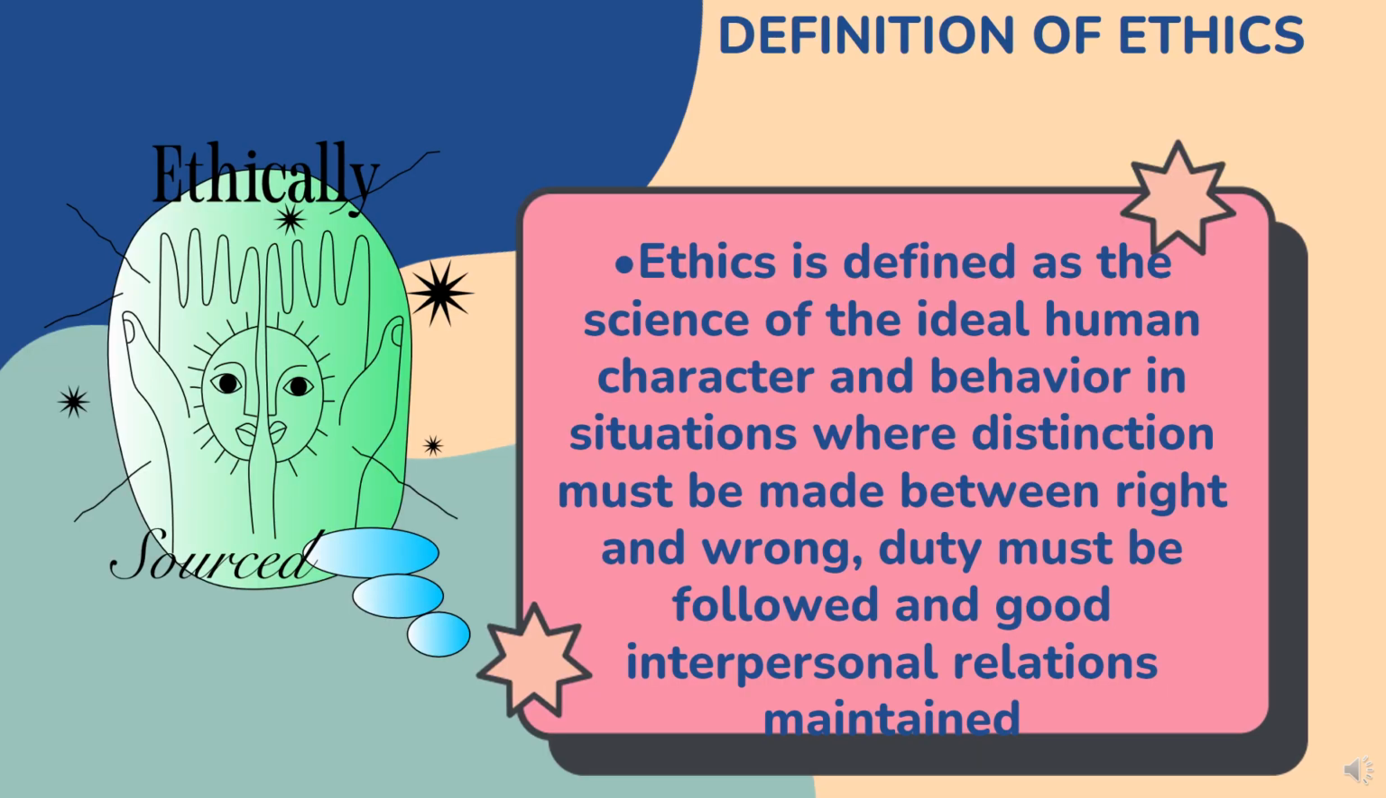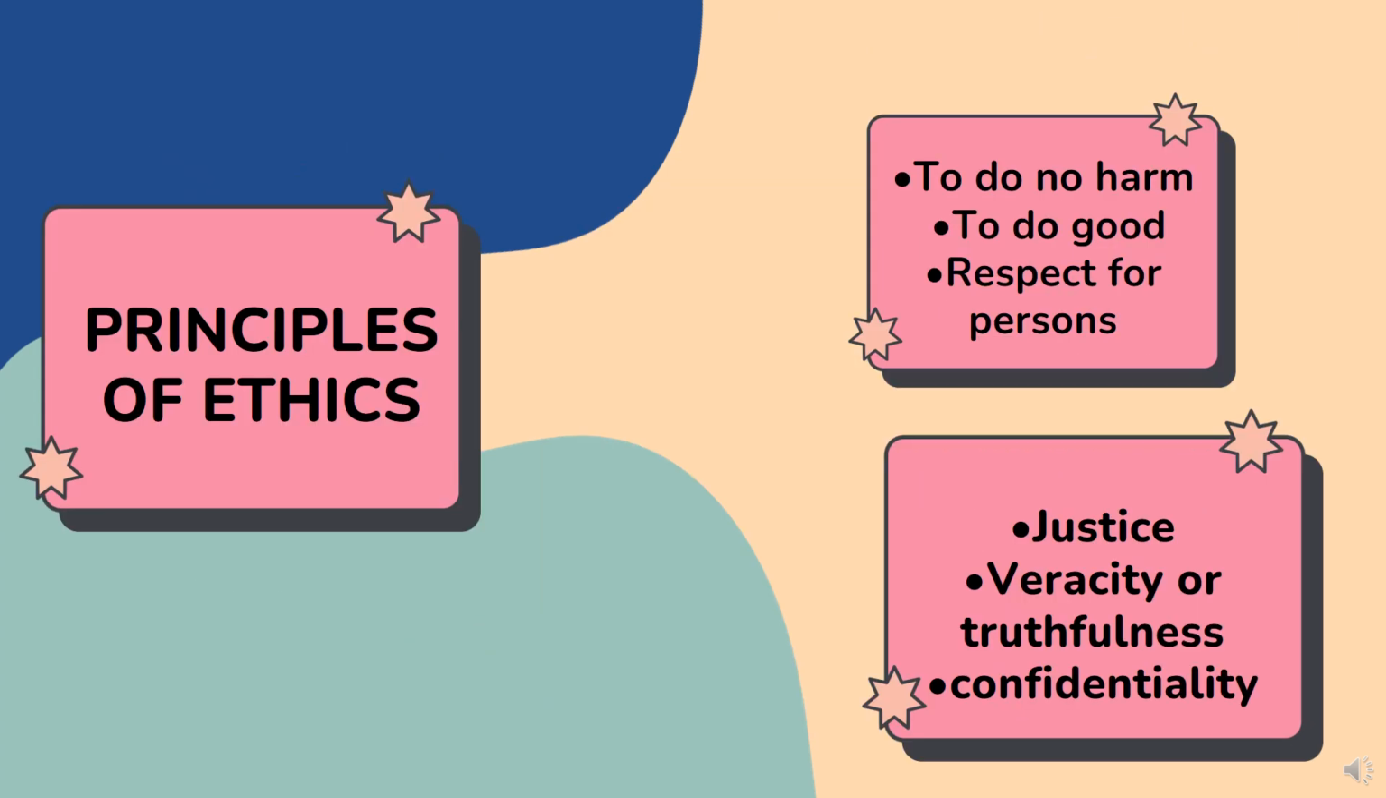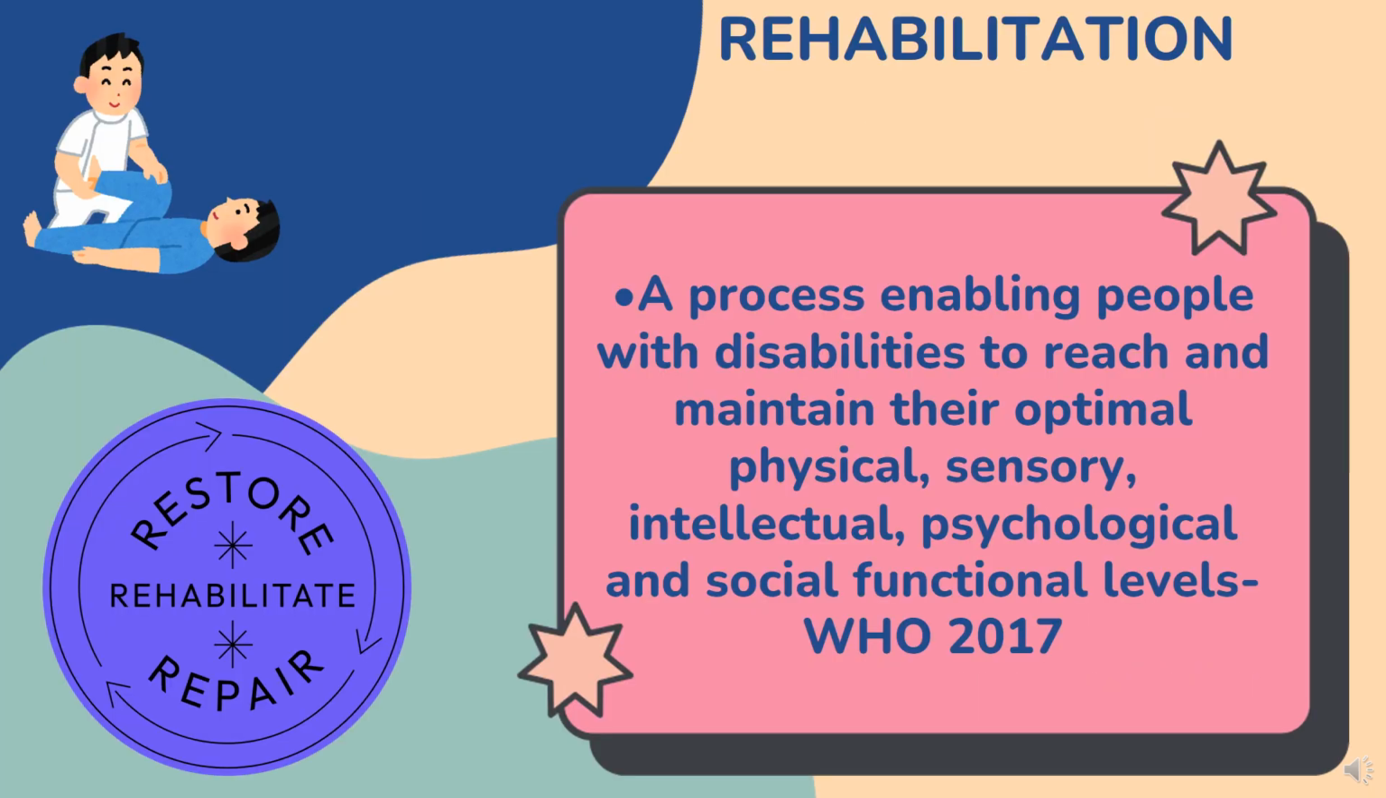Definition of ethics. Ethics is defined as a science of ideal human character and behavior in situations where distinctions must be made between right and wrong, duty must be followed, and good interpersonal relations maintained. In principles of ethics, this comes in the regular ethics chapter only: to do no harm, to do good, respect for persons, justice, veracity or truthfulness, and confidence.